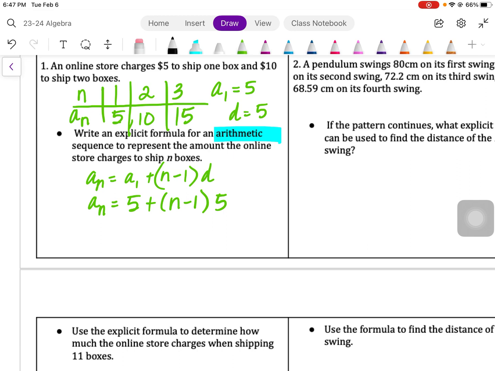Now, with an arithmetic sequence, I'm going to go ahead and simplify this, because I can distribute and combine my like terms, and I can clean this up a little bit. So I'm going to go ahead and clean this up.